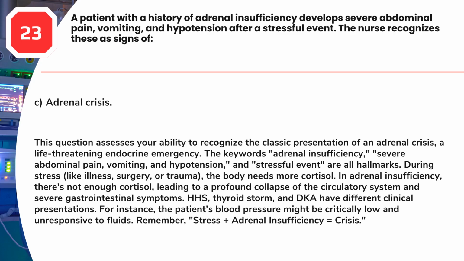Answer C. Adrenal crisis. This question assesses your ability to recognize the classic presentation of an adrenal crisis, a life-threatening endocrine emergency. The keywords adrenal insufficiency, severe abdominal pain, vomiting, and hypotension, and stressful event are all hallmarks. During stress, like illness, surgery, or trauma, the body needs more cortisol. In adrenal insufficiency, there's not enough cortisol, leading to a profound collapse of the circulatory system and severe gastrointestinal symptoms.